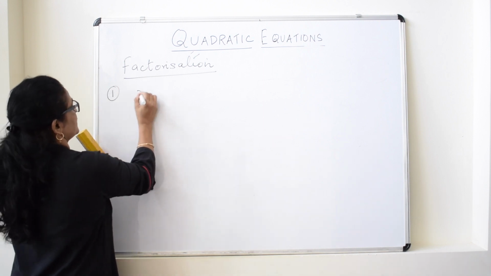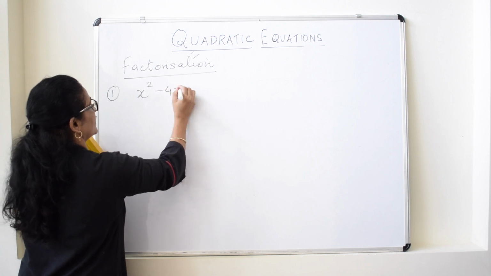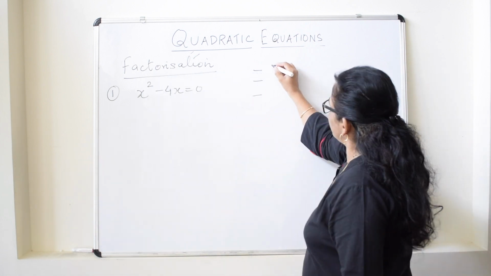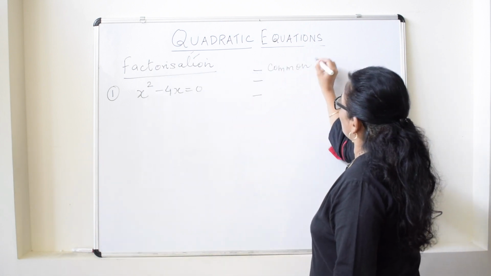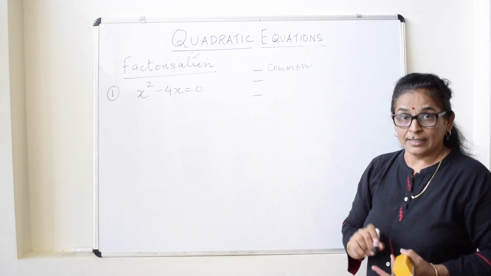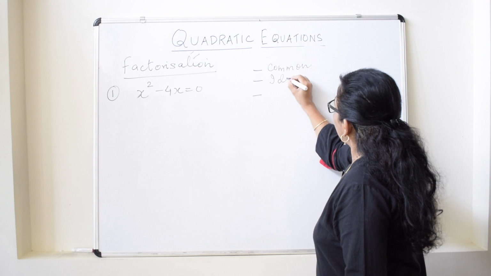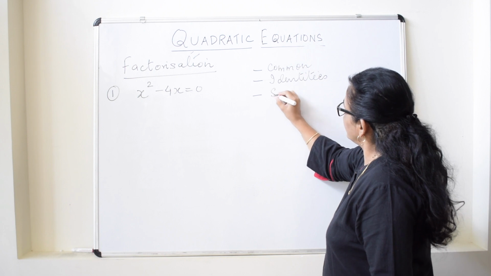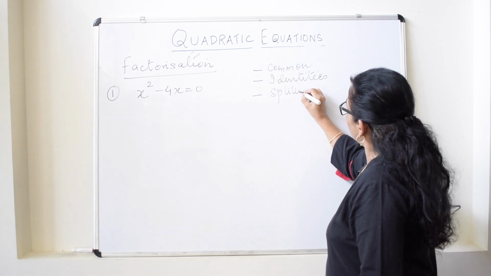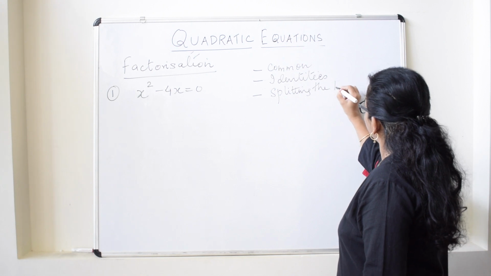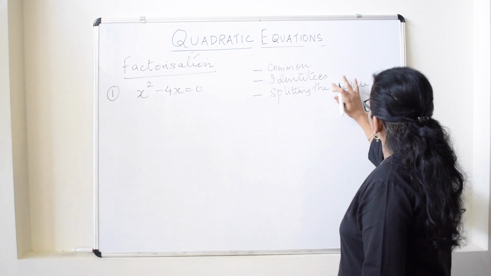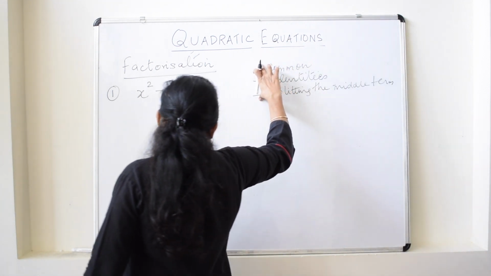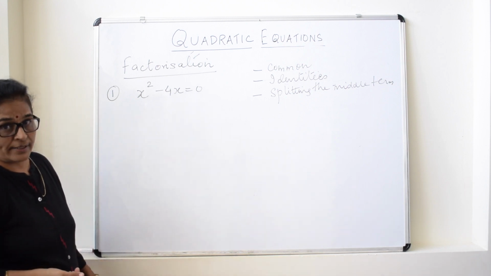The first case, in factorization there are different ways. First is simply by taking out the common factors we can reach the solution. Second is we can apply the identities. And the third is by splitting the middle term. So I will take one example and I'll show you how to factorize these quadratic equations.